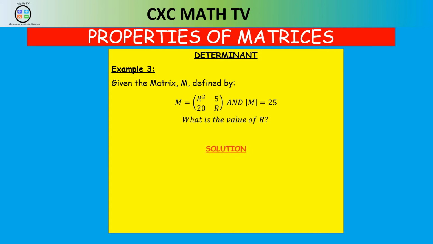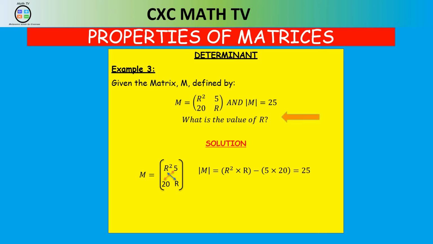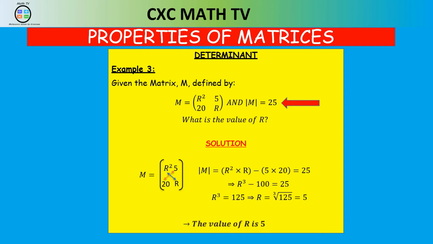Now to do this question, we have to start by saying the determinant of M is R squared times R, right? Because leading diagonal, R squared times R, minus non-leading diagonal, the 5 times the 20. And it's equal to 25. That's because the question told us that the determinant of M is 25. R squared times R is R cubed, minus 5 times 20 is 100, and that's equal to 25. We bring over the 100 to the right hand side to get R cubed is 125, and so that implies R would be the cube root of 125, which is 5. And so the value of R is 5.